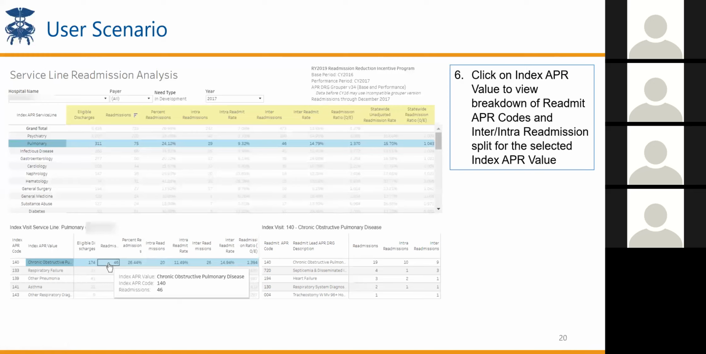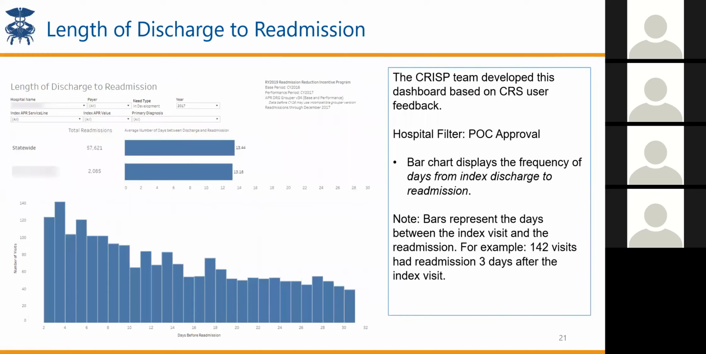Okay, so that wraps up the service line dashboard. Next up is length of discharge to readmission. So this is an example of a brand new readmission dashboard where we heard from users in the community that this would be important, clinically relevant information to have a breakdown of the hospital's readmission by service line, looking specifically at the number of days from discharge to readmission.